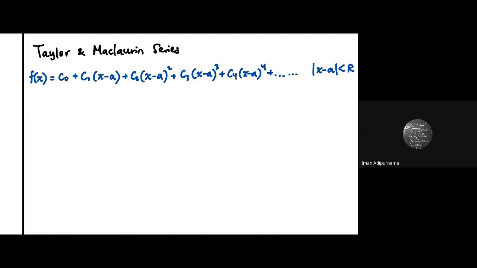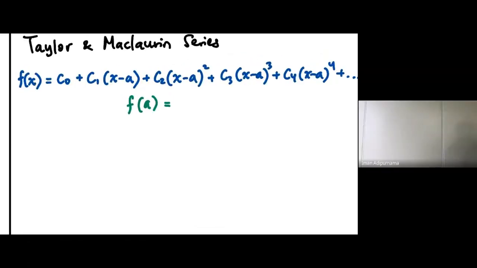Now, if we put x equal to a, then all of this will be removed, right? So f of a will be equal to C0. Okay, that's the first part.